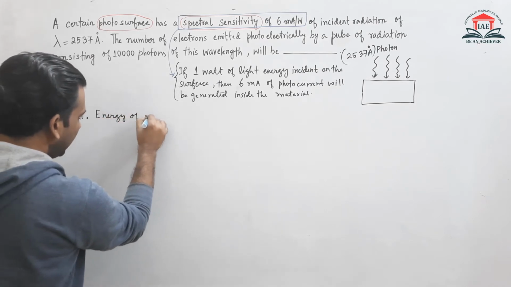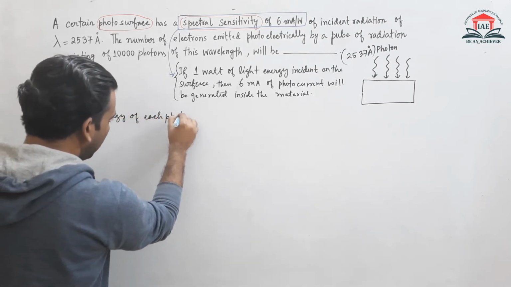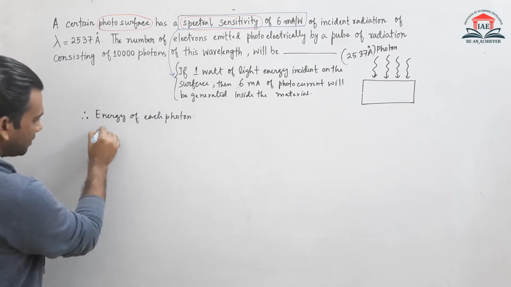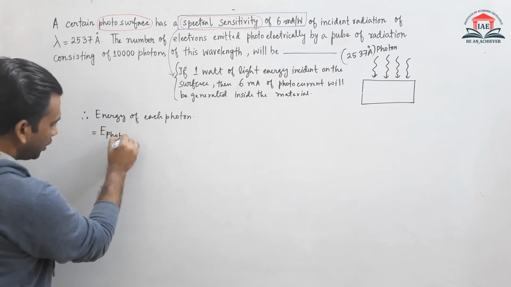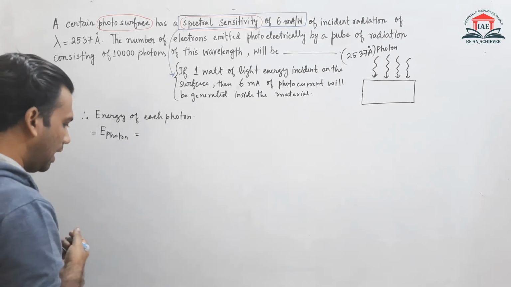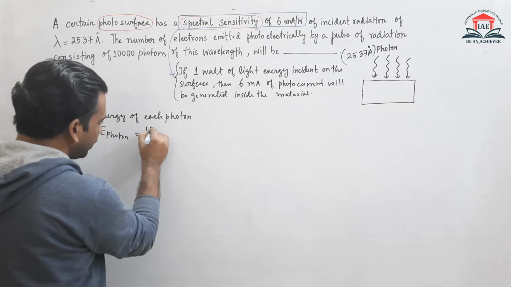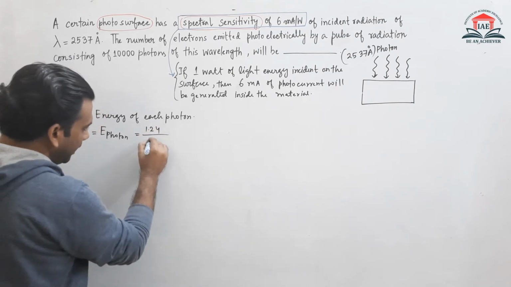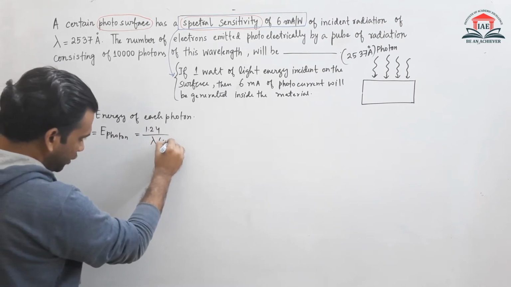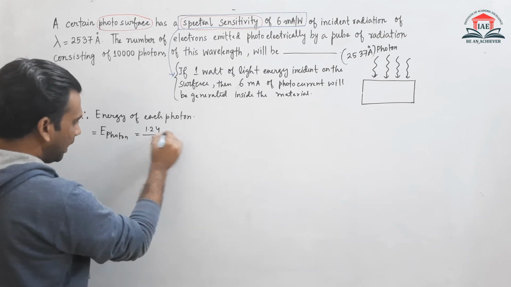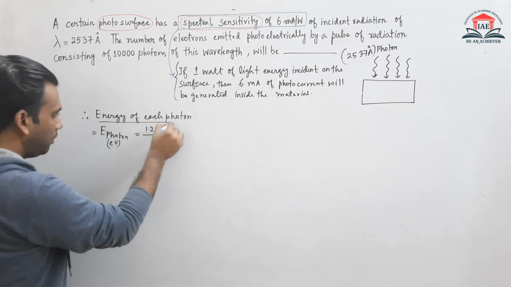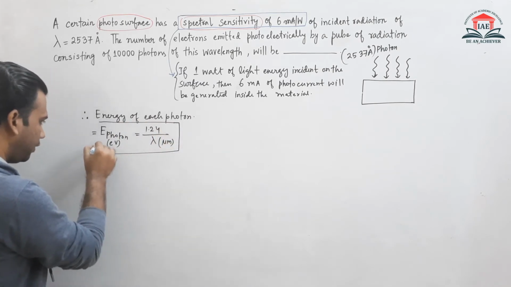of each photon, the energy of each photon. So what will be the energy of each photon? Let us denote it as E photon. And that can be written by a well-known formula. You know that the formula is 1.24 divided by lambda, and the lambda must be in micrometer. Then the energy of the photon will be in electron volt. So this is a well-known formula for finding the energy of a photon.